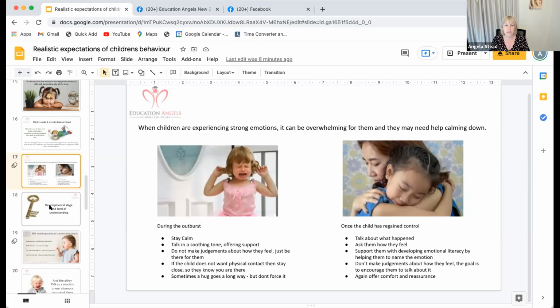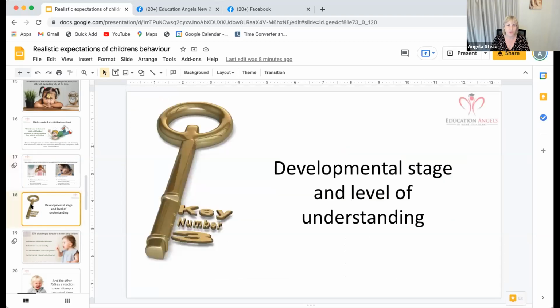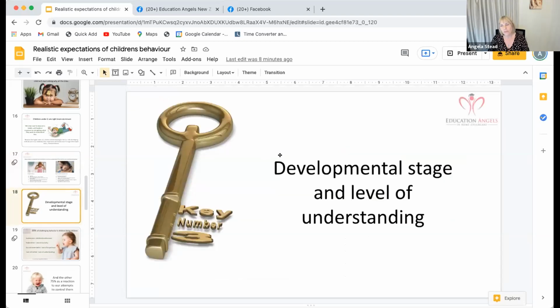So my goal is to support all of you to make the most of it, because I have grandchildren now, and my children are all grown up, and I wish I knew some of these things back when my children were smaller. So, remembering too the development stage and level of understanding of the child. So this is key number 3.